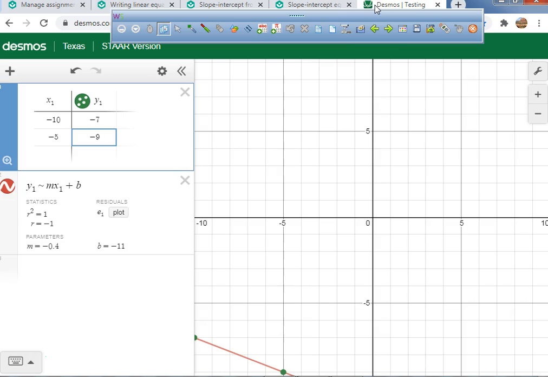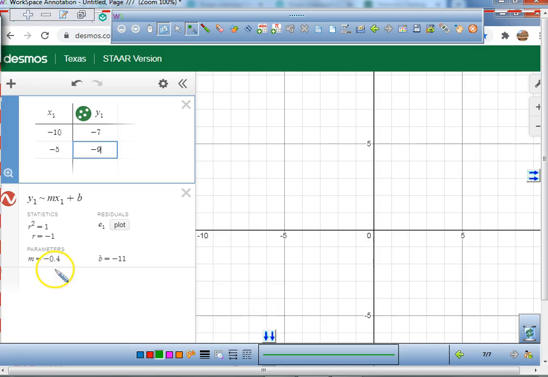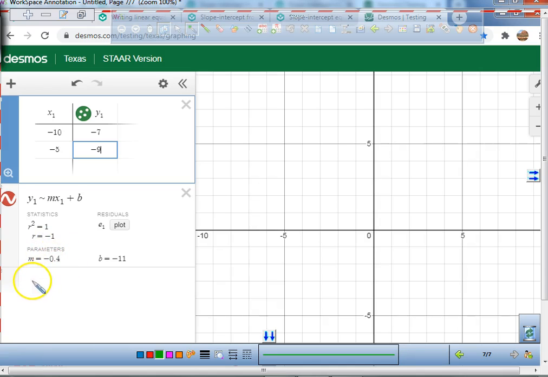You're like, well, can you put in decimals? Sure, you can put in decimals, but here's the thing. That's a decimal. What fraction is that actually equal to? That's equal to -2/5, and we have -11. So I'm going to write -2/5 x minus 11.